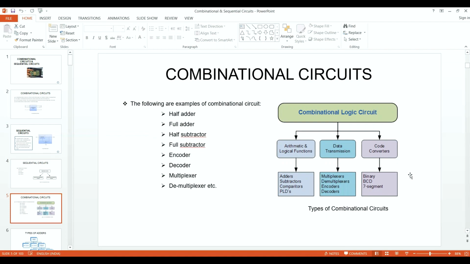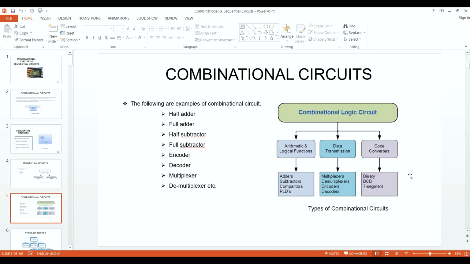Now, combinational logic circuits, as you know very well, have arithmetic and logical functions. We are dealing with data transmission and with code converters. When I talk about arithmetic and logical functions, I'm talking about the ALU, which can be your array, comparators, subtractors, or adders. Similarly, for data transmission, we talk about multiplexer, encoder, decoder. We will discuss this in a later part of the video. And we also deal with code converters.